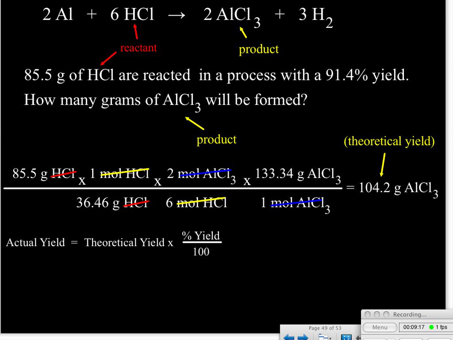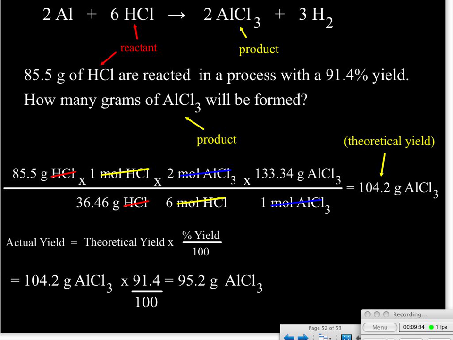So we go to that formula that says actual yield is equal to the theoretical yield times the percent yield number divided by 100. Our theoretical yield is 104.2 grams of aluminum chloride. Multiply that by the 91.4 divided by 100, and we find out in this case we're only going to get 95.2 grams of aluminum chloride for our final answer.